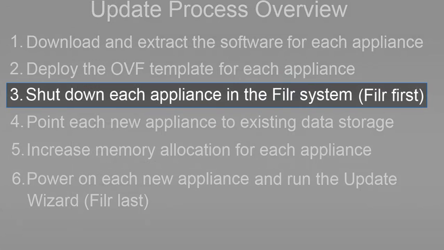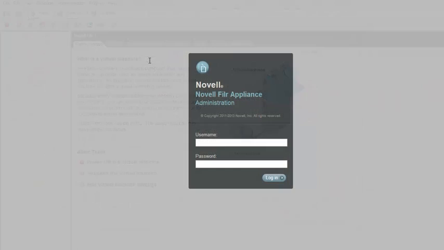After you have deployed the OVF template for the database and search index appliances, you need to shut down each appliance that is currently running in the Filr system. You must shut down the Filr appliance first, before you shut down the search index and database appliances. To safely shut down an appliance, go to the appliance configuration screen for the appliance and log in as the VA admin user.